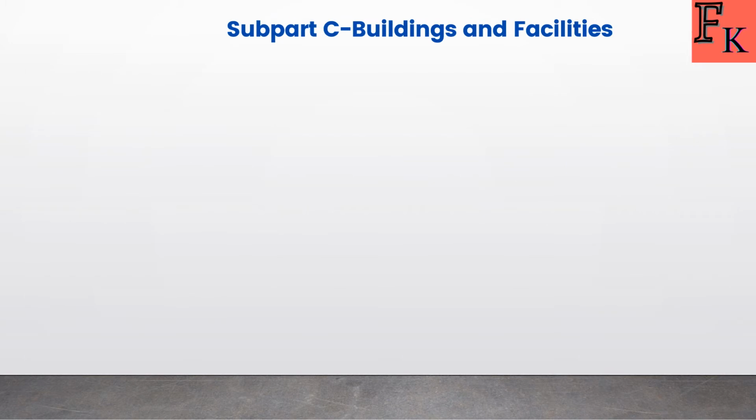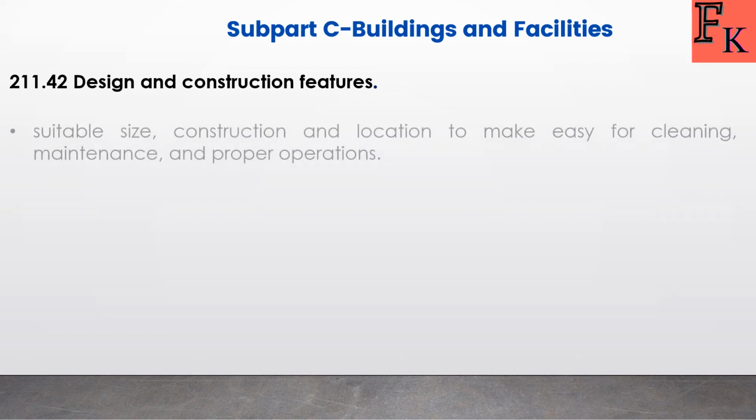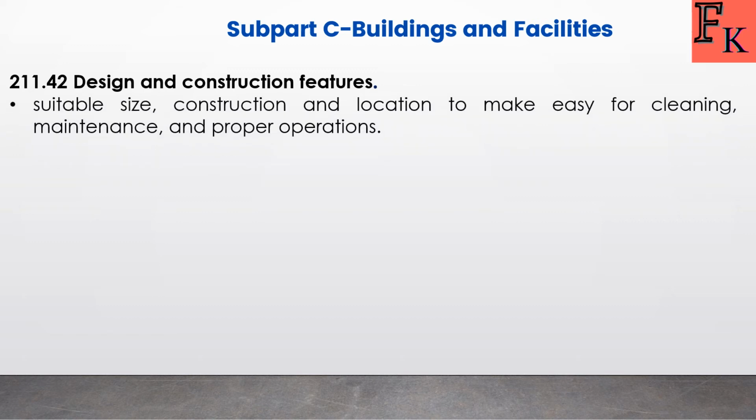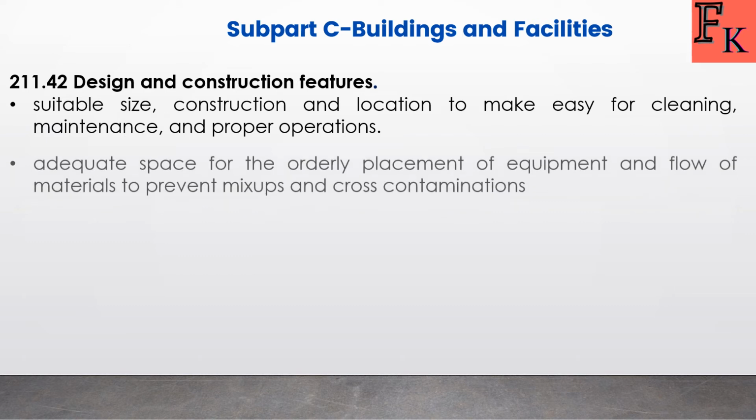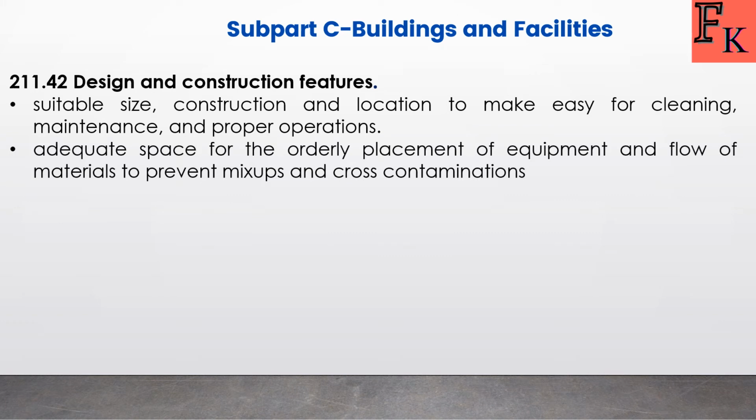Subpart C, buildings and facilities. In that section, first is 211.42, design and construction features. A suitable size building should be available for the manufacturing of products. Construction and location should be easy for cleaning, maintenance and proper operations. Adequate space for the orderly placement of equipment and flow of materials to prevent mixture and cross contaminations.